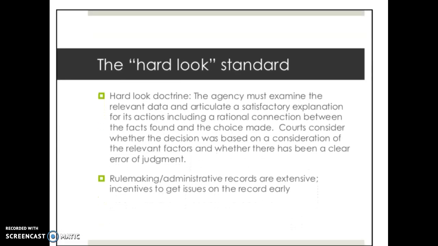So this is coupled with the hard look standard. Under the hard look doctrine, the agency must examine the relevant data and articulate a satisfactory explanation for its actions, including a rational connection between the facts found and the choice made. So courts consider whether the decision was based on a consideration of the relevant factors and whether there has been a clear error of judgment in the rulemaking. Rulemaking and administrative records are extensive, and there's incentives to get issues onto the record early.